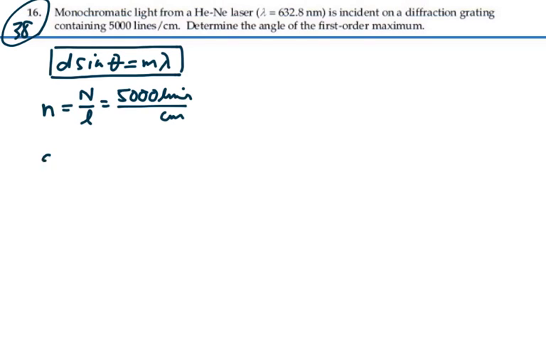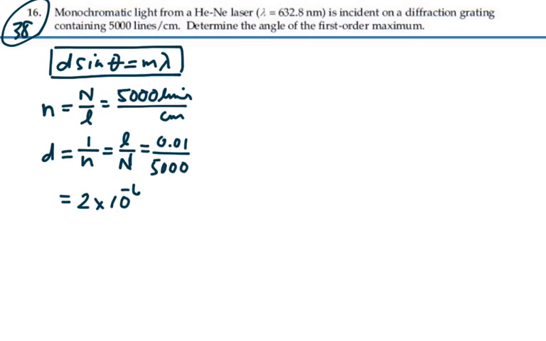Well, the spacing between the lines is actually going to be equal to 1 over little n, which is going to be equal to the total length divided by the total number of lines. And that's going to be equal to 0.01 over 5,000, which is going to be equal to 2 times 10 to the minus 6 meters. So that is the distance between each line on the grating.